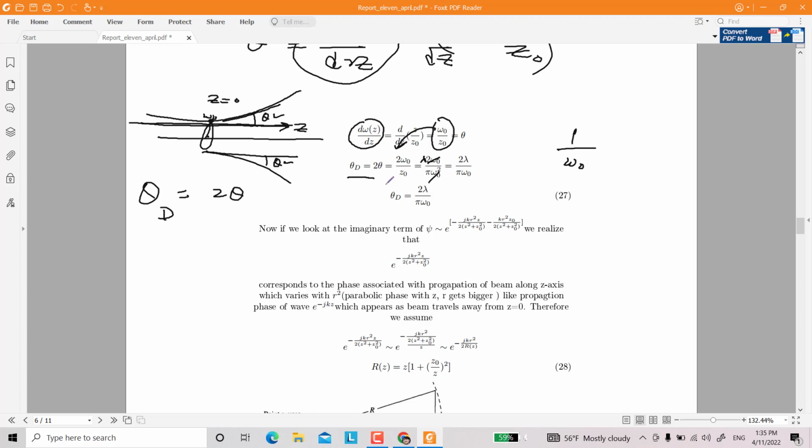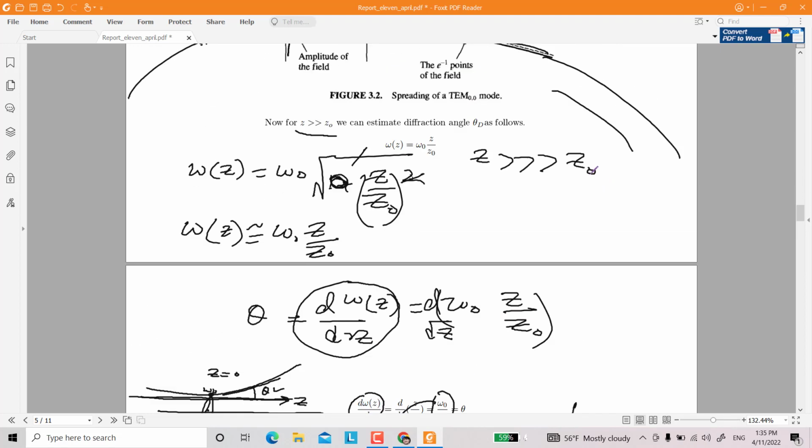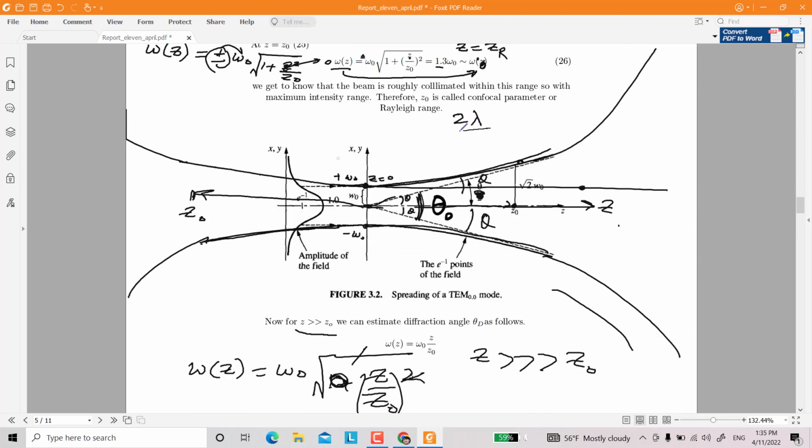So now this is the diffraction angle. This is a very interesting parameter, 2 lambda divided by pi omega naught. If the beam has smaller wavelength, then the diffraction angle will be smaller. You can expect this, which is in line with common sense. If you are using an energetic beam, it is not going to diverge or diffract easily, right? For a smaller value of lambda, theta d is going to be smaller.